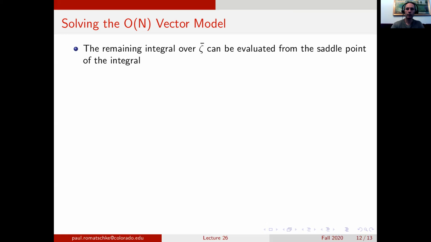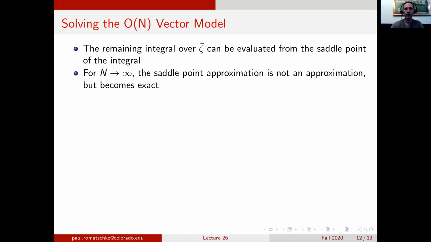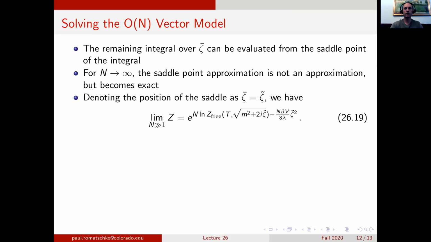The remaining integral over the mean field can be evaluated using the saddle point approximation. Since again we are in the large n limit, the saddle point approximation is not actually an approximation, it is exact because all the higher order contributions are subdominant in the large n limit. If we denote the position of this saddle as sigma tilde, we find that the result for the partition function in the large n limit is given by this expression here. It's e to the n, the logarithm of the free partition function of a single scalar, minus a term that also involves the value of the position of the saddle.